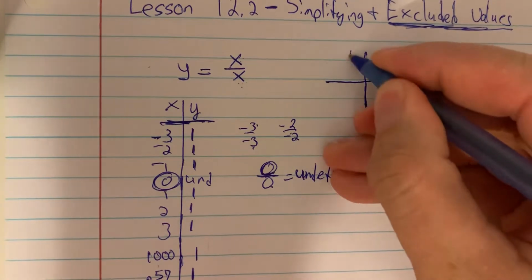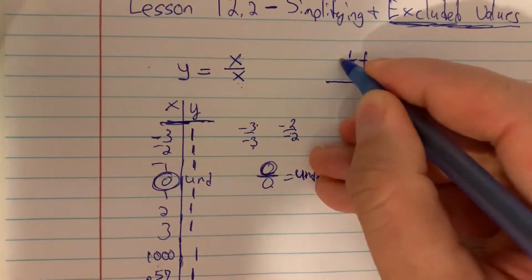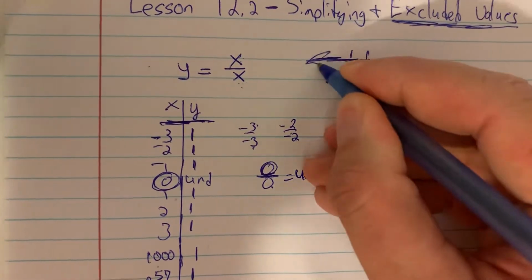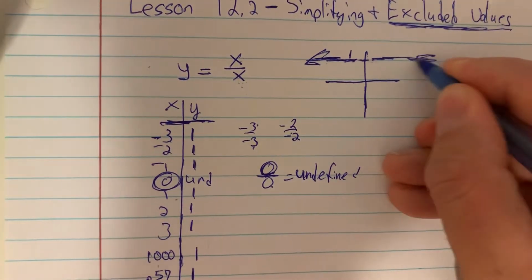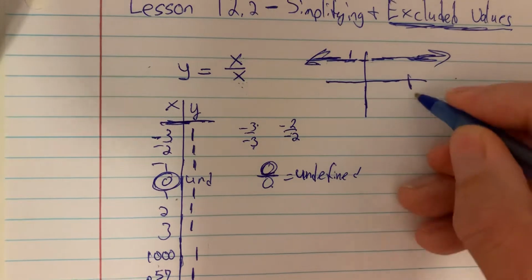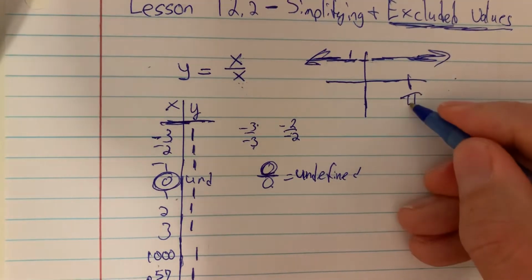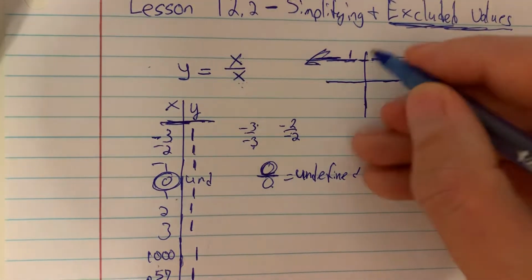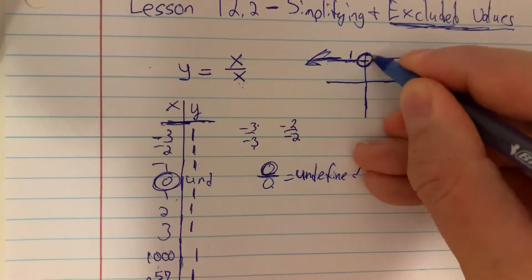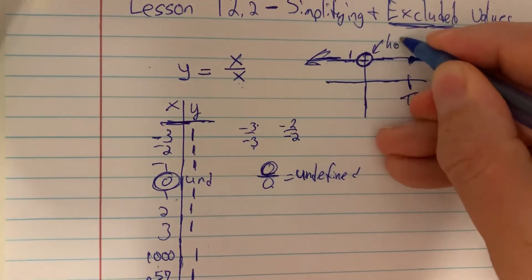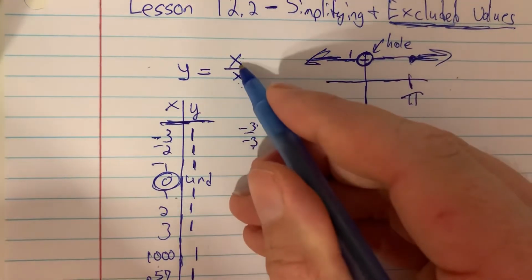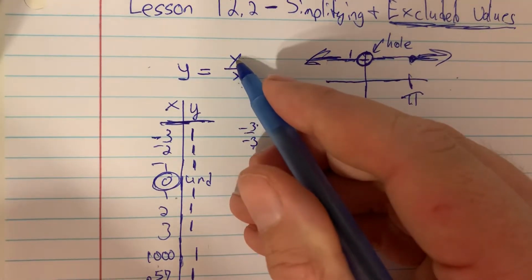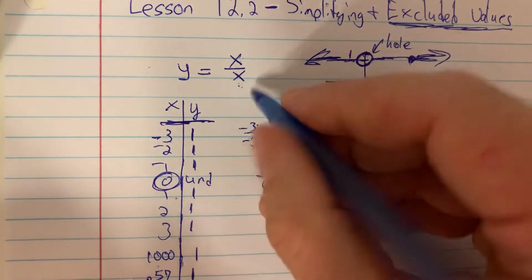So here is 1. And the graph ends up looking like this, where as you go to -infinity, you stay at 1. As you go to positive infinity, you stay at 1. It doesn't matter what x value you're at. If you put in pi, pi divided by pi is 1. But at x equals 0, there's what's called a hole. And this is an excluded value where x cannot be 0 for this function.